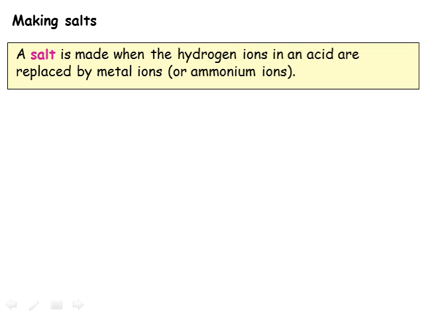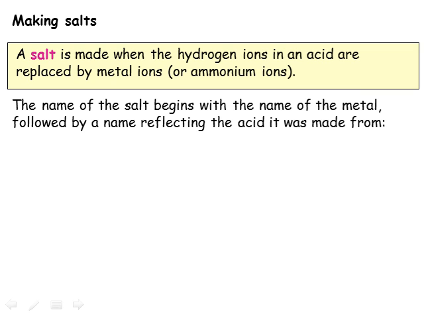Now that we understand acids and bases, we can turn our attention to salts. We define a salt as a substance produced when the hydrogen ions in an acid are replaced by metal ions or ammonium ions. This means that there are a huge number of different substances which belong to the family of salts. The substance sodium chloride, which we know as common salt or table salt, is only one example. The names of salts have two parts. The first part is the metal ion or ammonium ion that's replaced the hydrogen ions in the acid. The second part tells us which acid the hydrogen ions were replaced in.